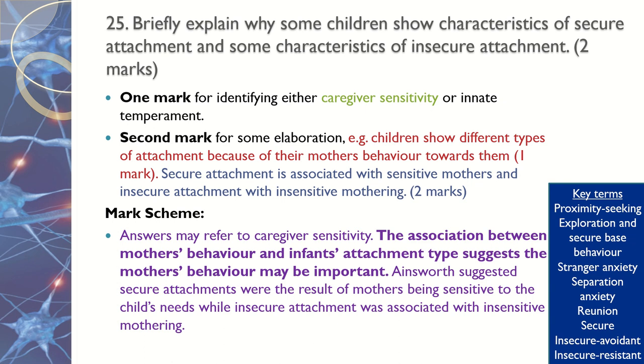So hopefully for this one we've got briefly explained some children show characteristics of secure attachment and some characteristics of insecure attachment. Well, you want to give 1 mark for identifying caregiver sensitivity here, so you want to talk about that. Talk about the idea that the association between mother's behaviour and infant's behaviour suggests that mother's behaviour may be important, i.e. that this was quite a hard question, but the idea that children are behaving as their mothers do, so they feed off what their mothers say.